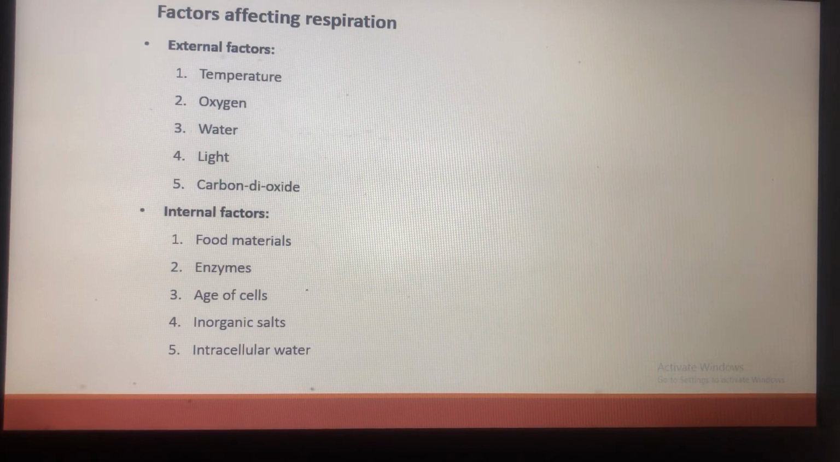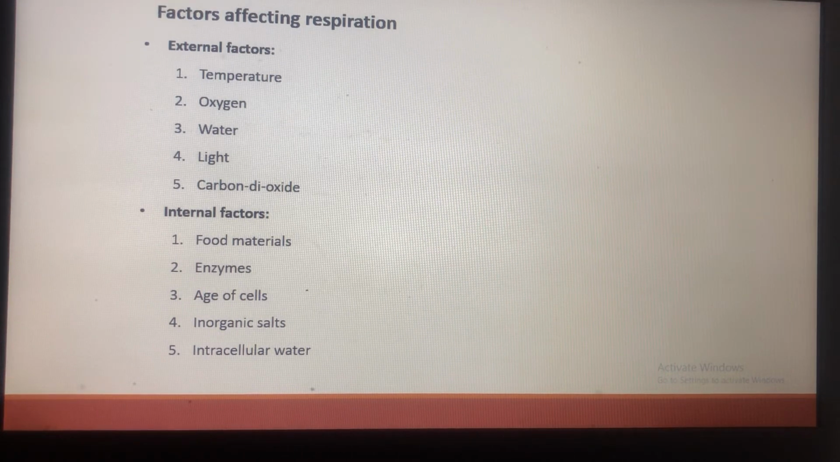Next is oxygen. Oxygen is a must for aerobic respiration, right? Because anaerobic respiration does not require oxygen. In aerobic respiration, pyruvic acid is oxidized into carbon dioxide and water, so aerobic respiration cannot be carried out without oxygen. Next factor is water. The supply of an optimum amount of water keeps the respiration in its normal state. If the water supply is either too high or too low, then respiration will be inhibited.